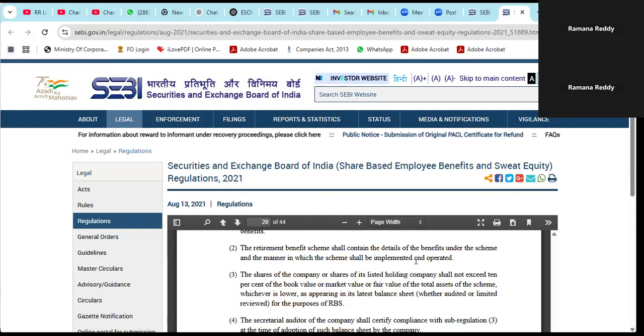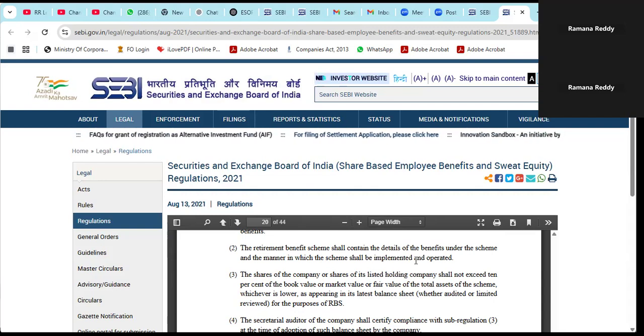The same clause which we discussed, 10%. So for the total assets of the scheme, you have to calculate book value, market value, fair value, and take the lowest value and apply the 10%. So the shares of the company or shares of the listed holding company, either of the one, shall not exceed 10% of book value or market value or fair value of the total assets of the scheme, whichever is lower, as appearing in its latest balance sheet, either the audited balance sheet or the limited review balance sheet, for the purpose of the retirement benefit scheme.